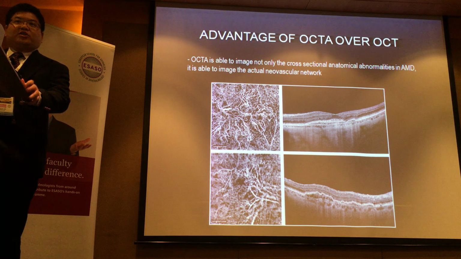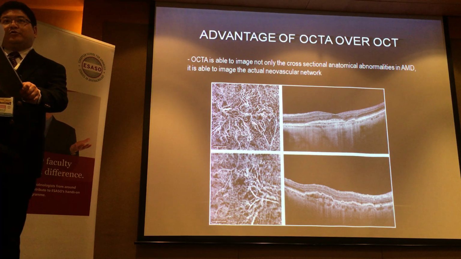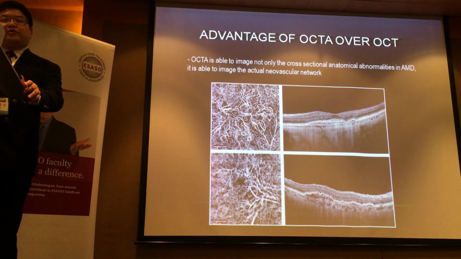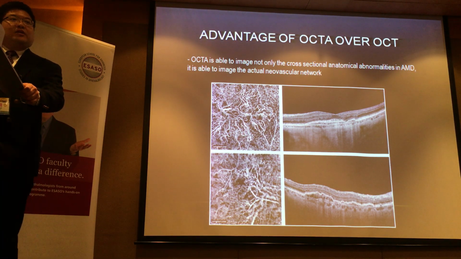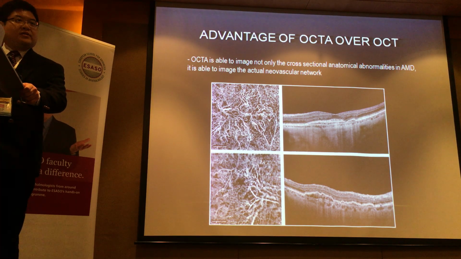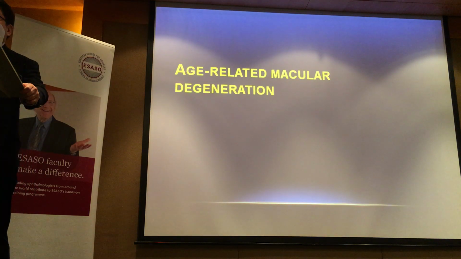OCT, as you know, provides structural detail, and I'll be talking a bit about the pearls and pitfalls of OCT interpretation later. But OCT-Angiography, as I mentioned, is able to visualize not only the anatomy, you do have those in cross-section, but also the actual vascular flow within this area. So it gives us additional information. So let's look at some examples of how this is applied.